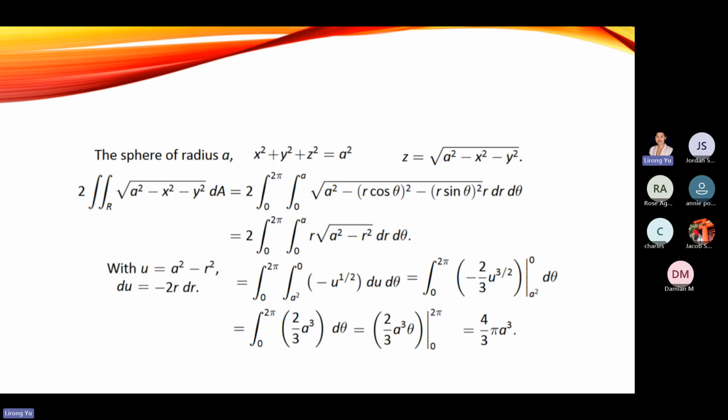So this is a calculus version of the proof that the volume of a sphere equals 4 thirds pi r cubed. That's the volume. Any questions?